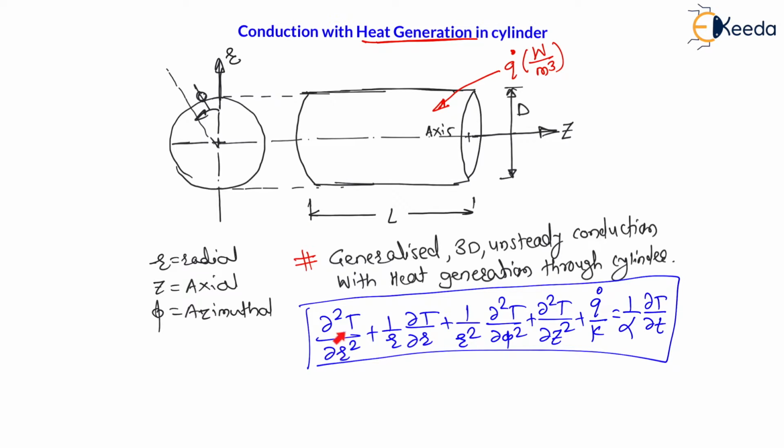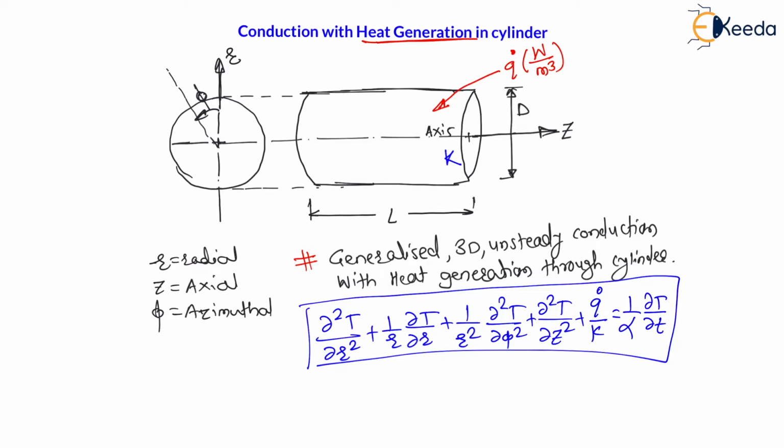Where r is the radial direction, T is the temperature, φ is the azimuthal direction, that is the angular direction, and z is the axial direction. q̇ is the uniform heat generation rate per unit volume, watt per meter cube. k is the thermal conductivity of the cylinder material. This cylinder will have some thermal conductivity.